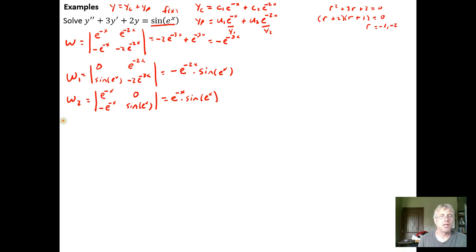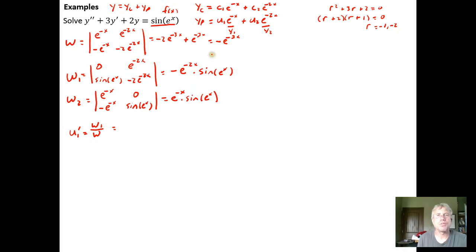And then the solution method is that we use Cramer's rule to show that the function u sub 1 prime, so we're trying to find u sub 1 and u sub 2, but we know from the previous video that u sub 1 prime is going to equal the ratio of w sub 1 and w.